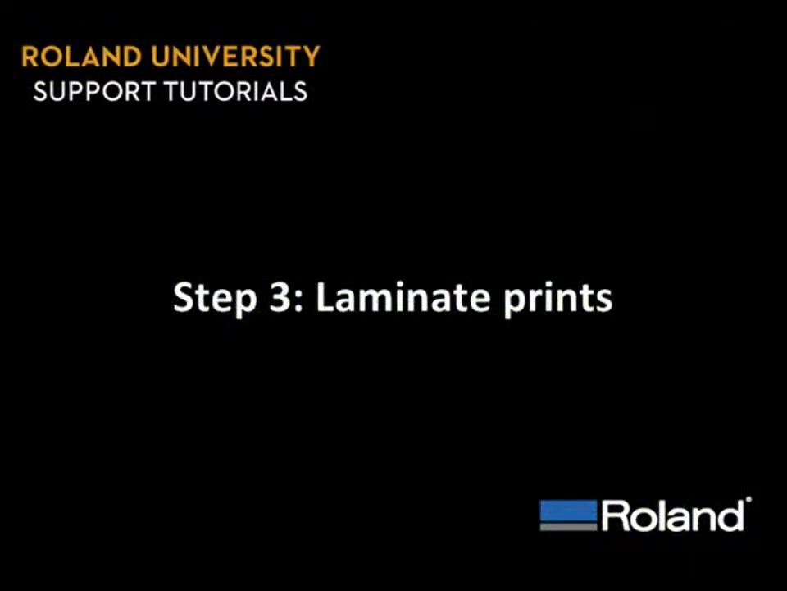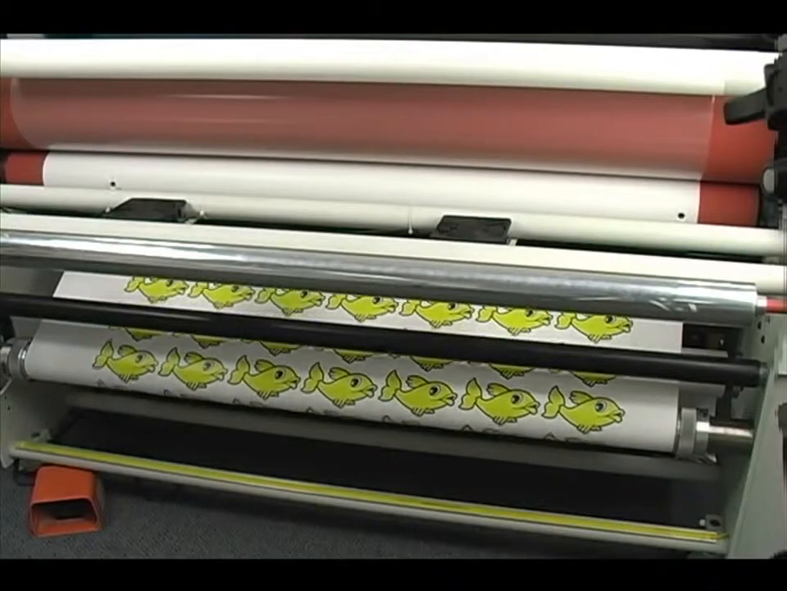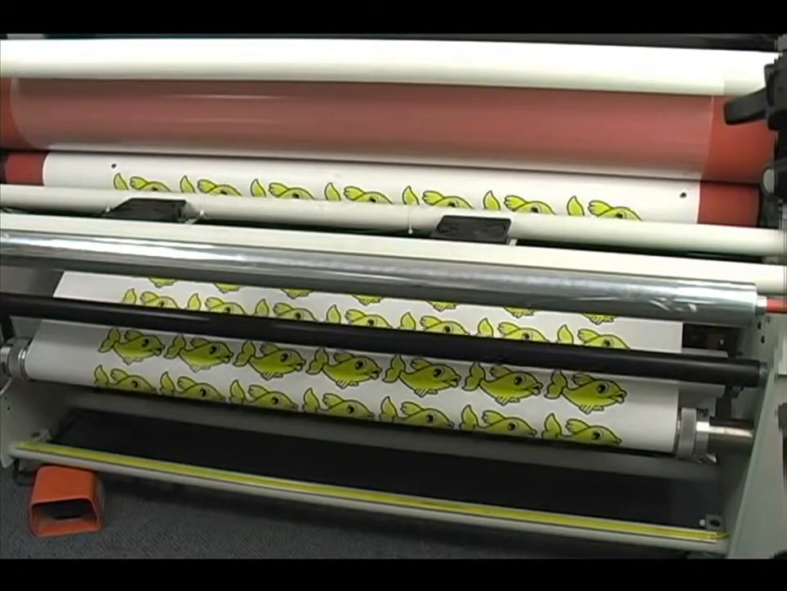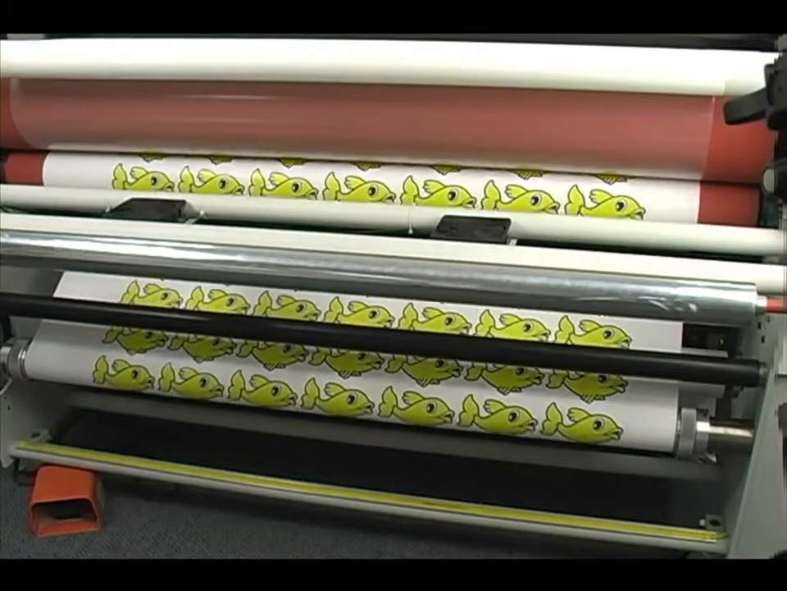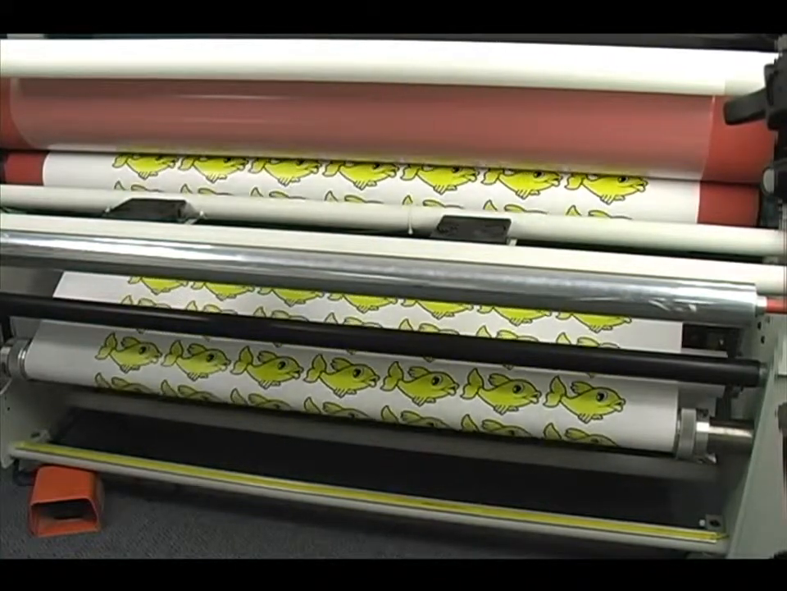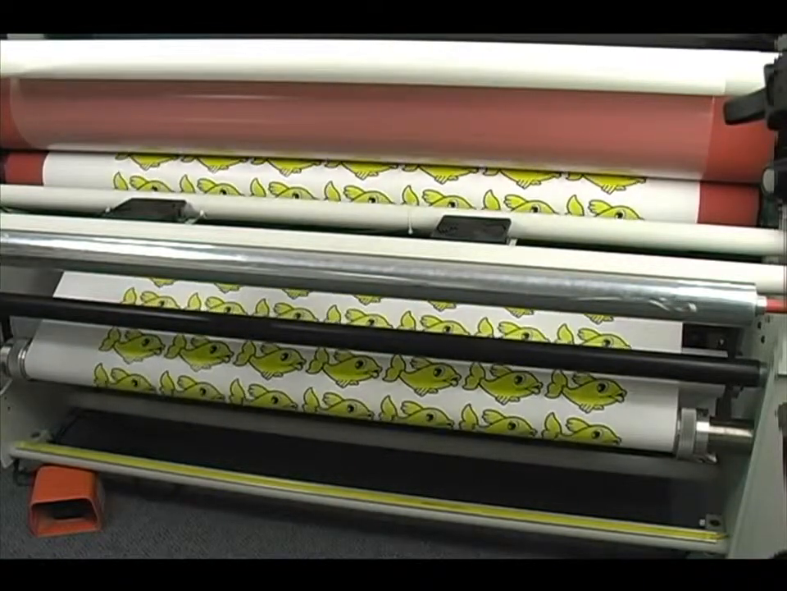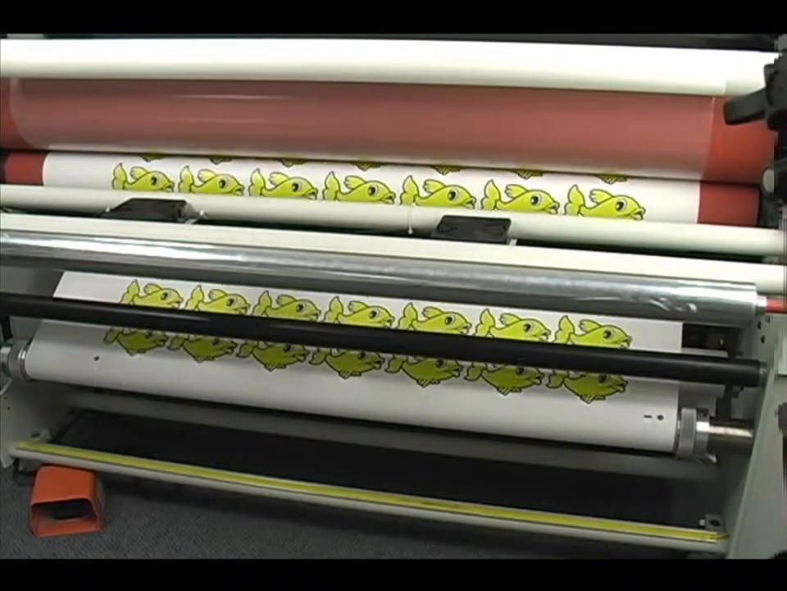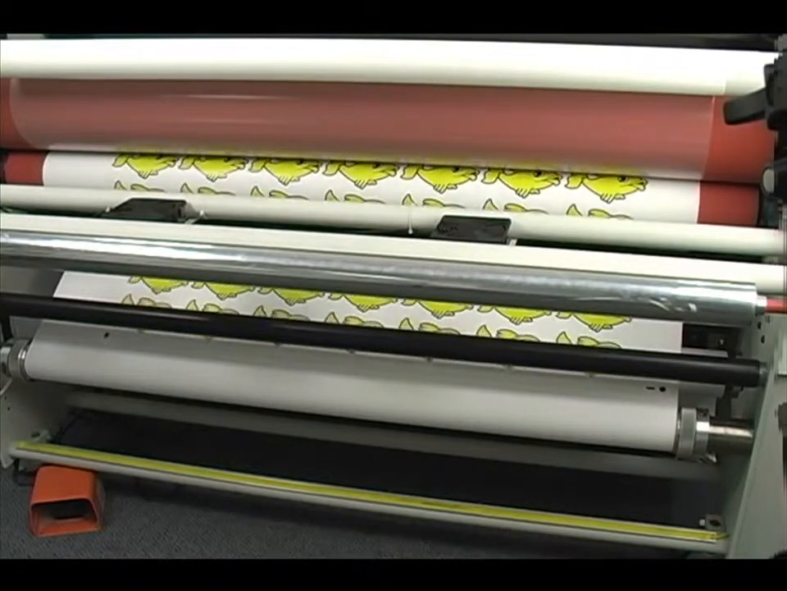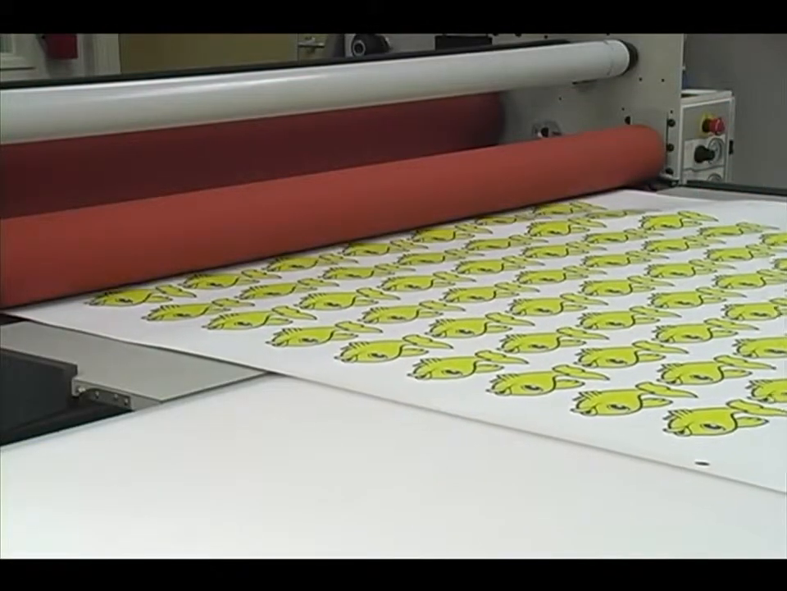Step 3. Laminate prints. After performing a sheet cut and removing from the printer, you can now place it into your laminator. Hot or cold doesn't matter, but preferably use a laminate with an optically clear adhesive so that the laser can read the crop marks better. And try to leave some margin on the end to make it easier for the printer.